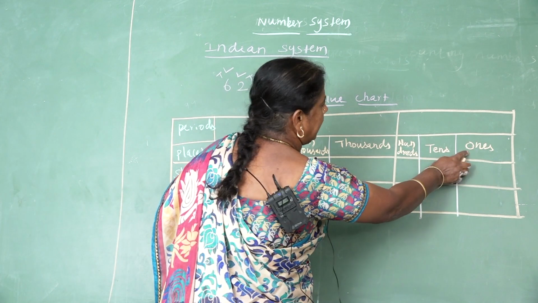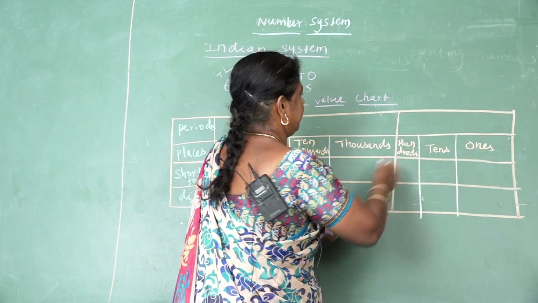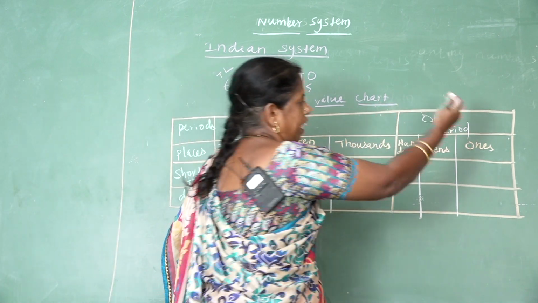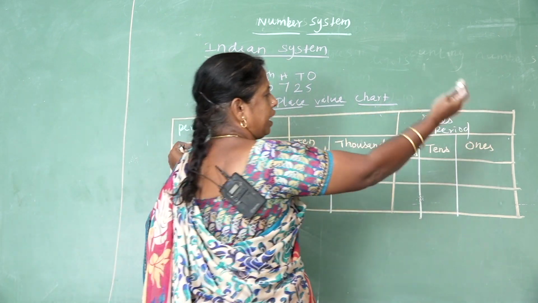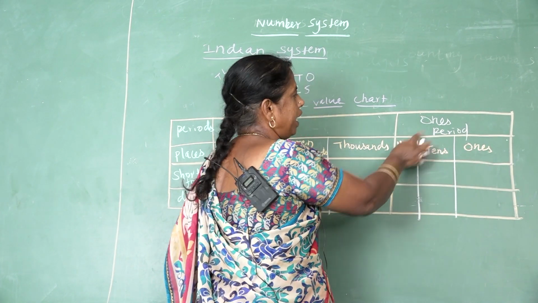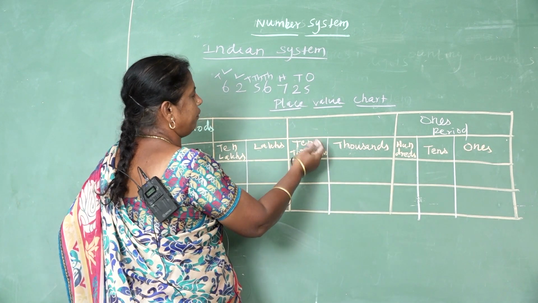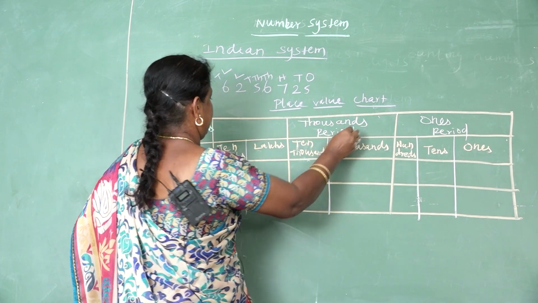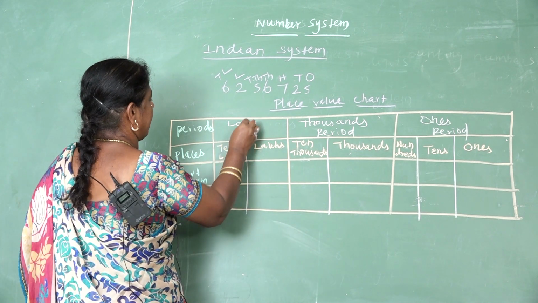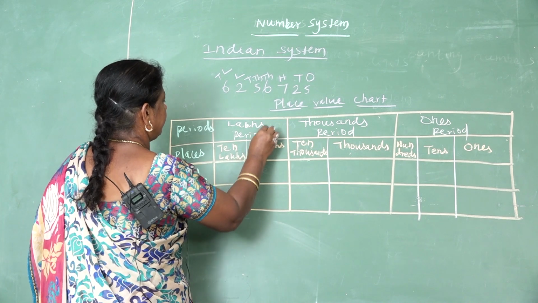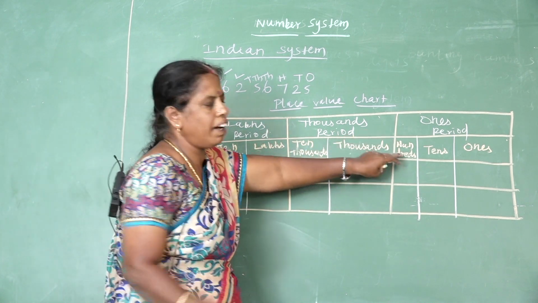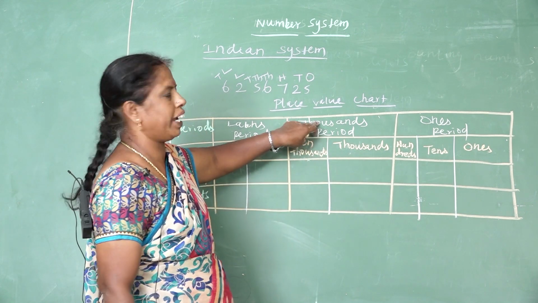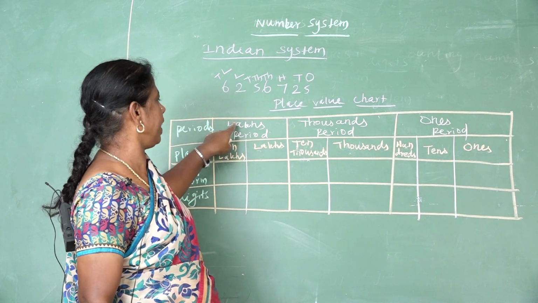The first 3 digits makes 1's period. So, from which side? From the right side. You don't use the left side. From the right side. First 3 digits make 1's period. Next 2 digits makes 1000's period. Next 2 digits makes lakhs period. Okay children. So from right side, first 3 digits make 1's period. Next 2 digits make 1000 period. Next 2 digits makes lakhs period.